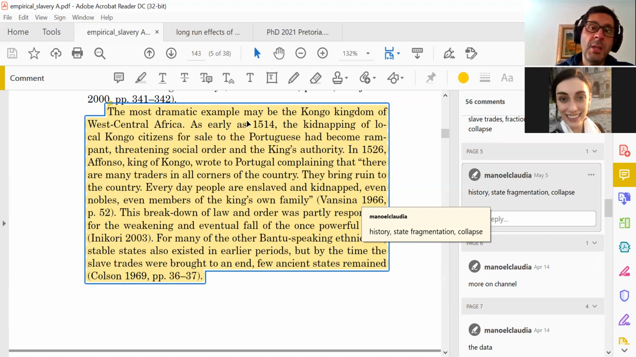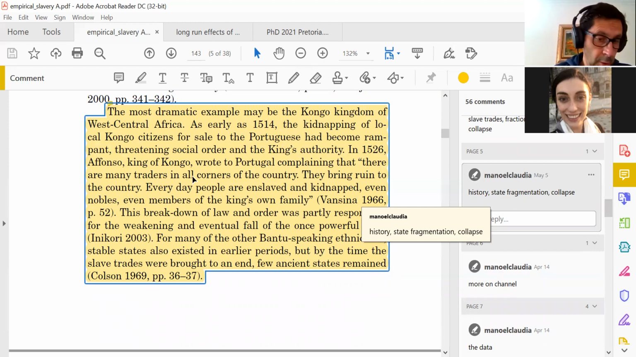As early as 1514, the kidnapping of local Congo citizens for sale to the Portuguese had become rampant. It's quite early, right? 1514. The Portuguese had just arrived in Brazil in 1500. Okay, but they were also trading people. For sale to the Portuguese had become rampant, threatening social order and the king's authority.